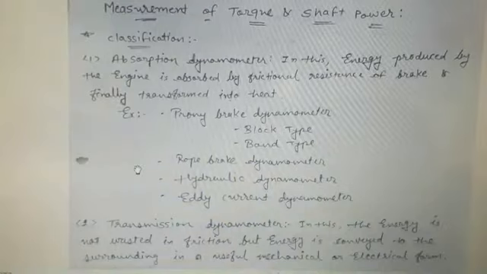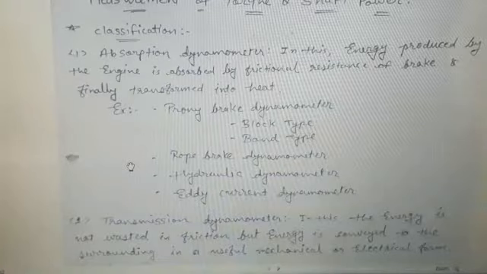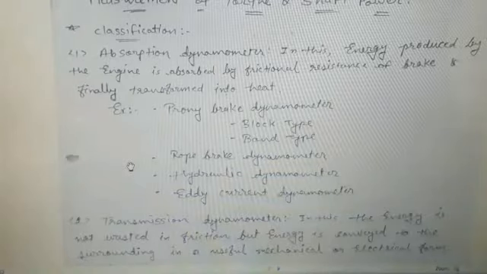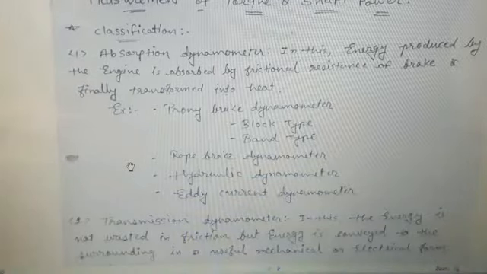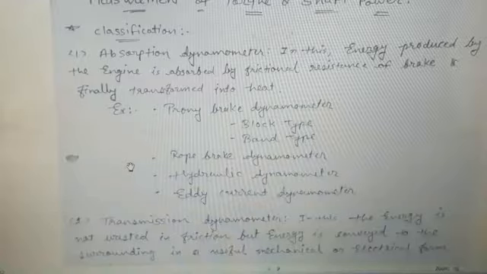First one is absorption dynamometer. Absorption dynamometer means in this dynamometer energy is totally absorbed by the brake and then transferred into the heat. So the definition becomes: in this dynamometer, energy produced by the engine is absorbed by frictional resistance of the brake and then finally transferred into the heat. Clear? First energy is absorbed by the brake and then transferred into heat. Then what is the example of absorption dynamometer?